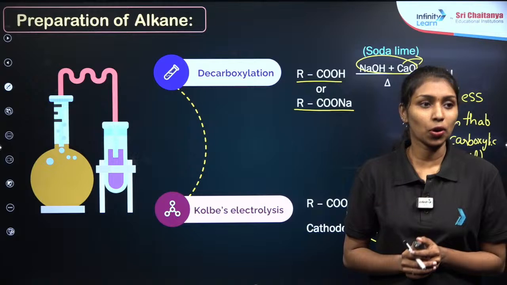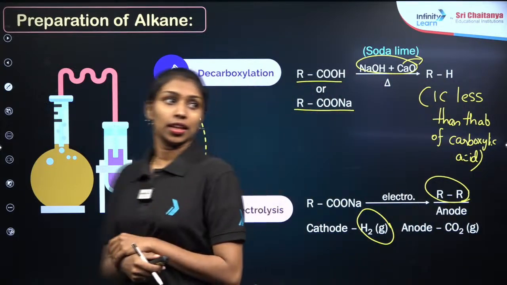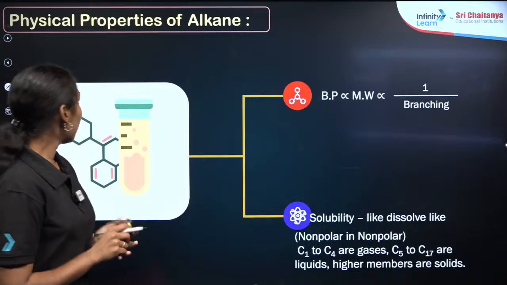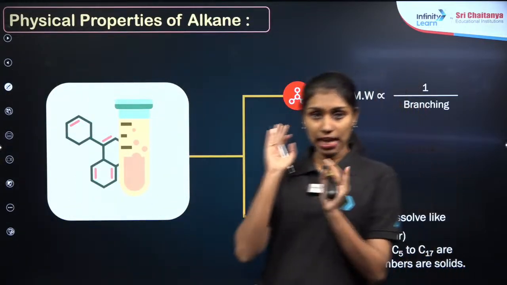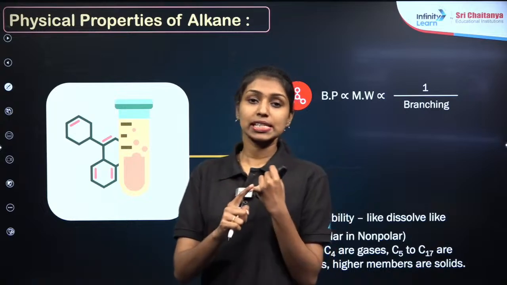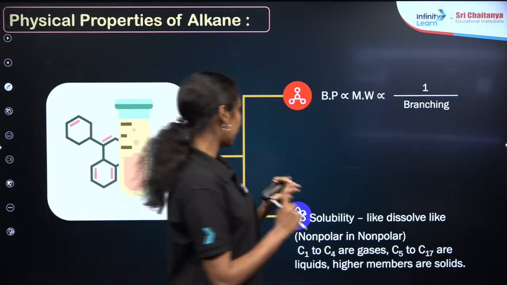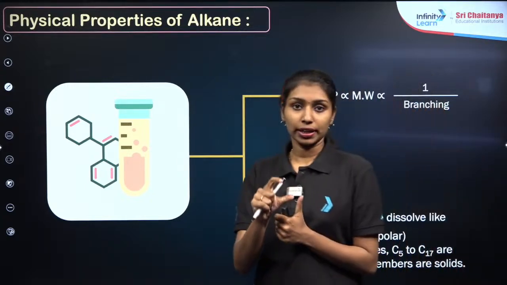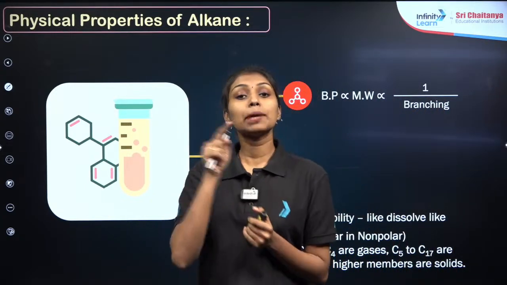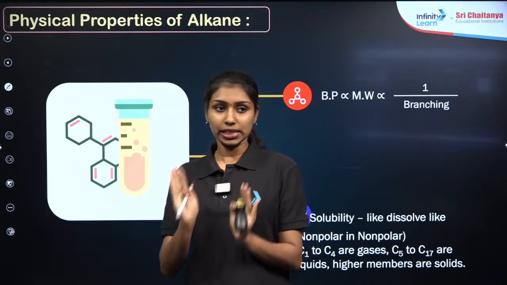Now let us directly talk about the physical properties of alkanes. Right? Ready? What are the physical properties of the alkanes? So, in the physical properties of alkanes or the saturated hydrocarbons, we are going to discuss the boiling point, melting point, and their solubility, right? So, in general, we can say that the boiling point of alkanes depends upon their molecular weight. As the molecular weight increases, their boiling point increases, right?